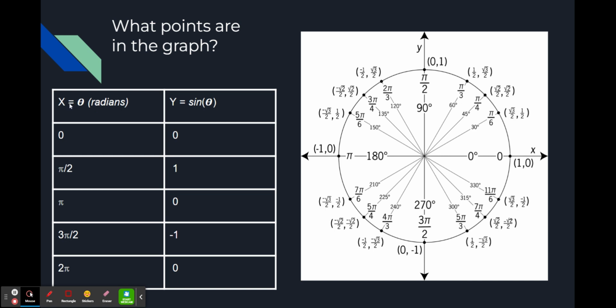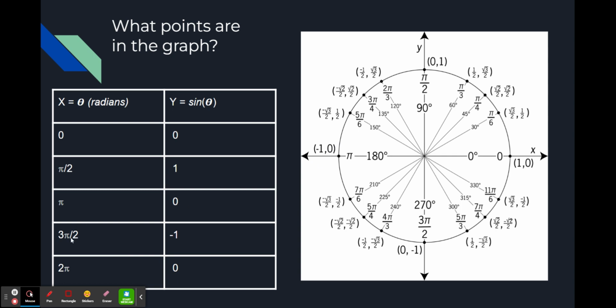Now x is going to equal theta in radians, and y is going to equal sine of theta. Now we know that sine correlates to the y values in each coordinate here on the unit circle, so we're only going to be using the y values here. So let's say x equals theta and theta equals 0, which is right here. Sine of 0 would equal 0. If x equals pi over 2, then sine of pi over 2 would equal 1 right here. If x equals pi, then sine of pi would equal 0 again, just like right here.